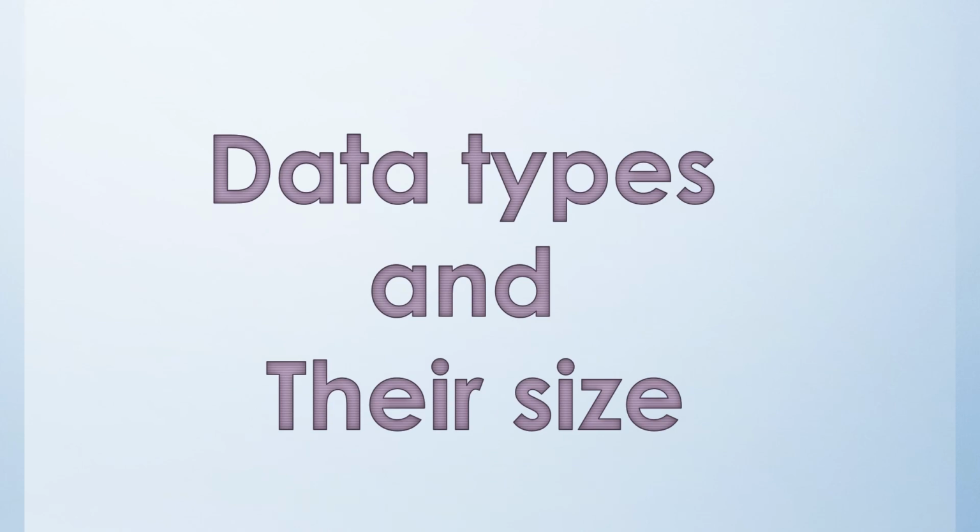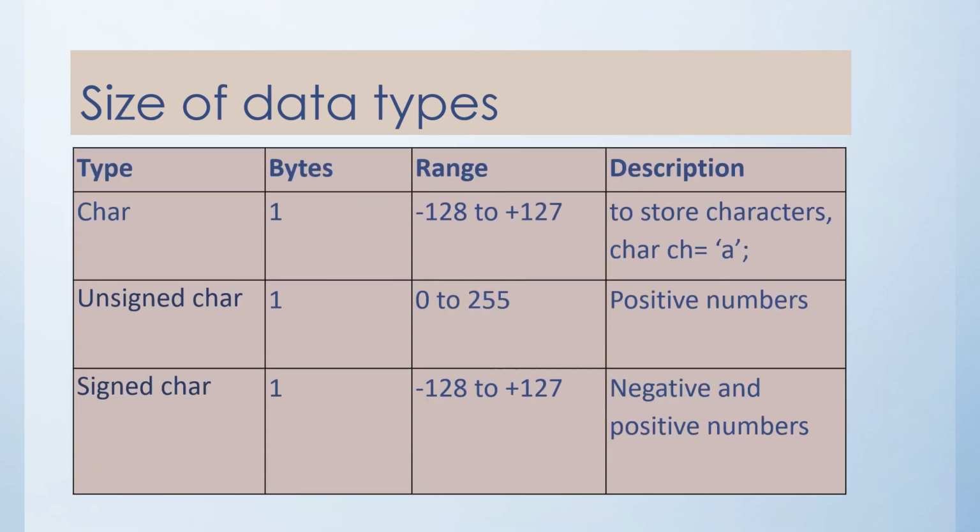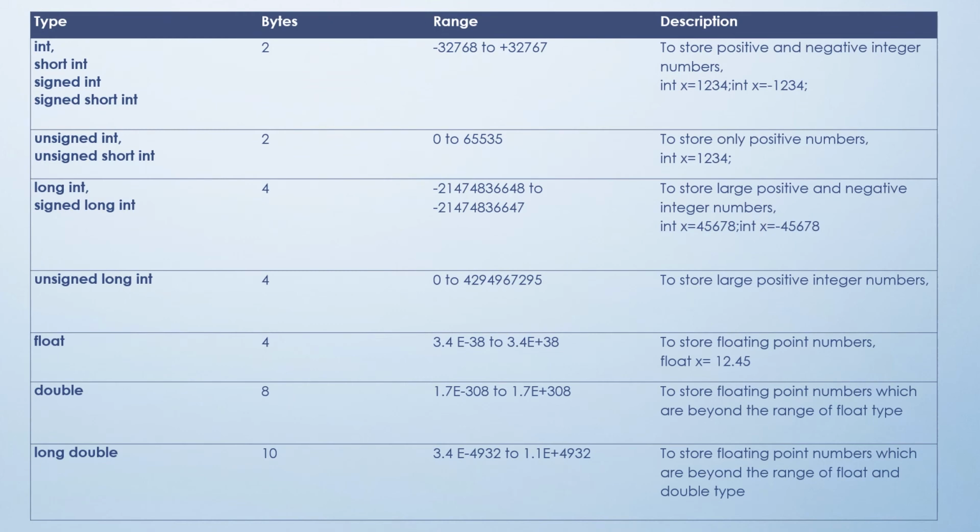Next is size of different data types. As given in table, character have size 1 byte. Its range is -128 to 127. Unsigned character have range 0 to 255. Next signed character is same as character. Different data types and their sizes. More types and their sizes you can see in the table.